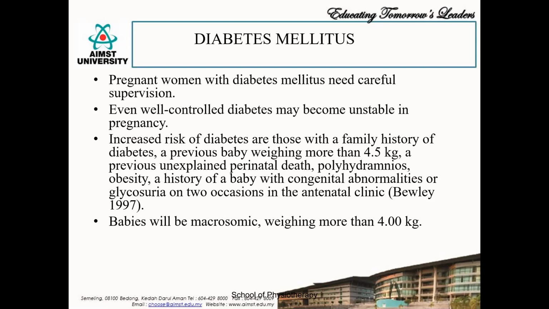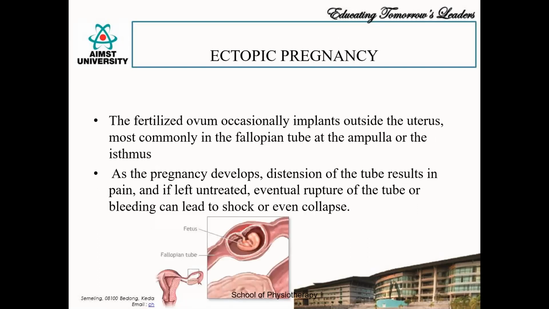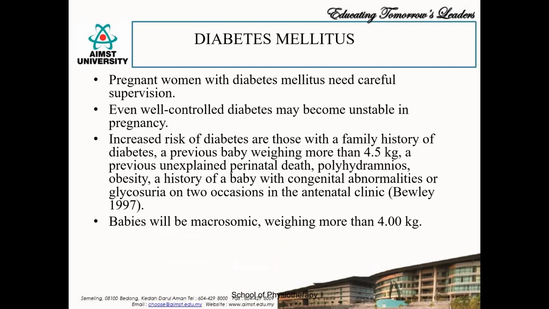Then it also leads to polyhydramnios. You need to keep that in mind. Sometimes the mother may be normal, but because of the pregnancy, she may develop diabetes, and that is called gestational diabetes. So only during pregnancy will she have this diabetes. That is called gestational diabetes.